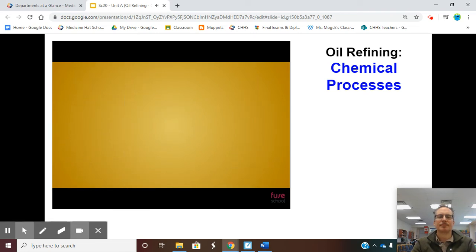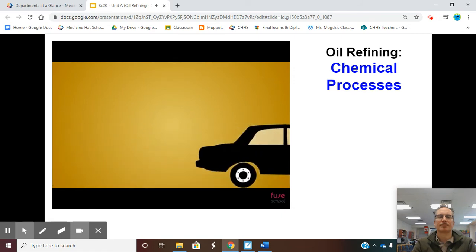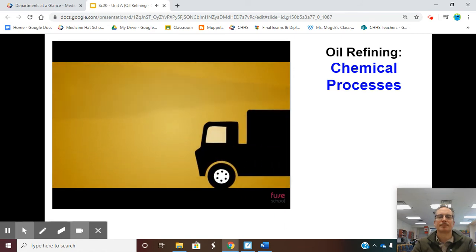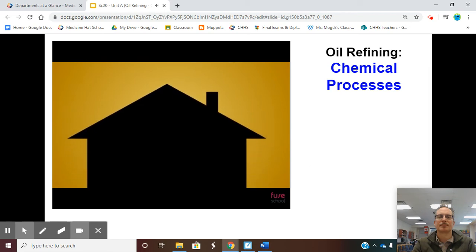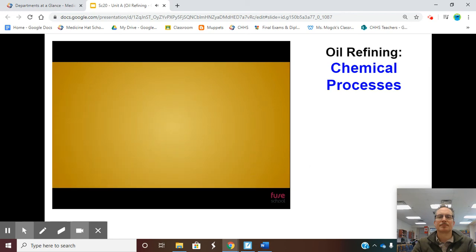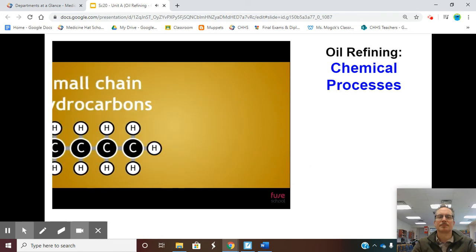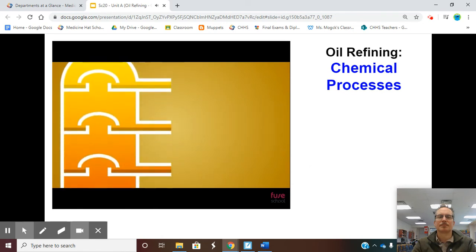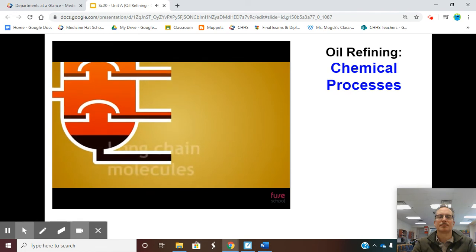Larger hydrocarbons have a higher boiling point, are harder to ignite, therefore not as useful as fuels. We use a lot of fuels in our day-to-day lives, driving cars, aeroplanes, lorries, and even heating our homes. This means there is a very high demand for small chain hydrocarbons. However, after fractional distillation, we find that we have a large supply of long chain molecules.